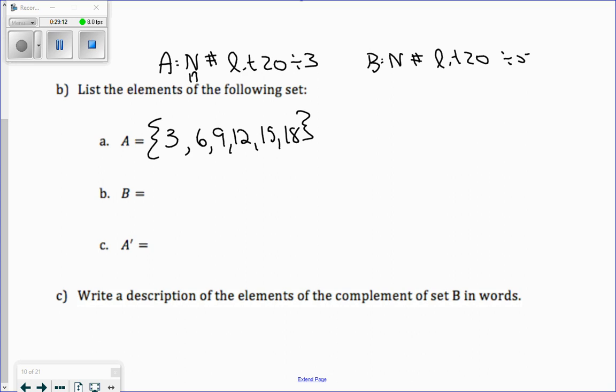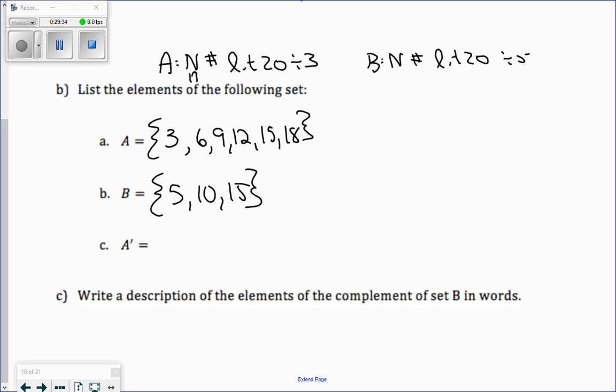So less than 20, natural number, divisible by 5. Divisible by 5 means the multiples of 5. So 5, 10, 15. Can I write down 20? No, because the question says less than 20, not equal to 20. Okay.